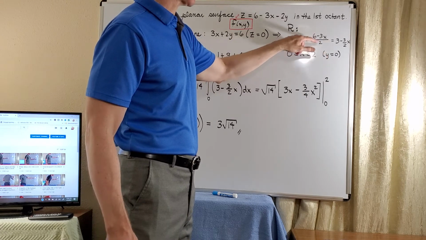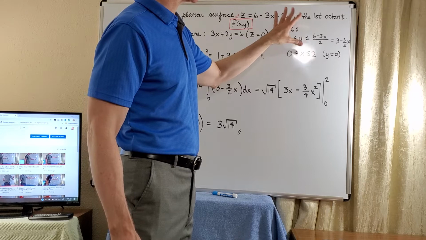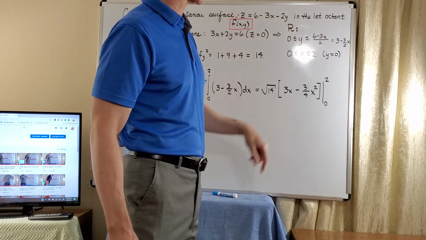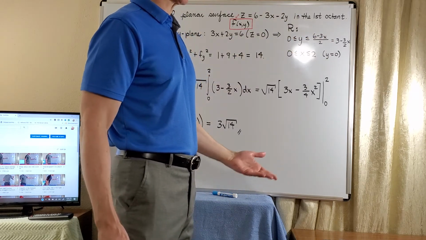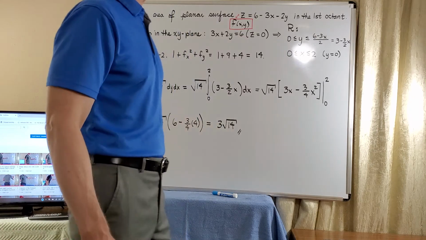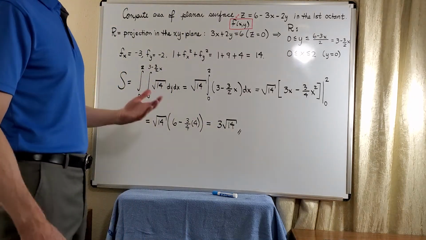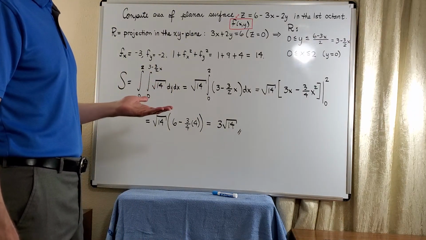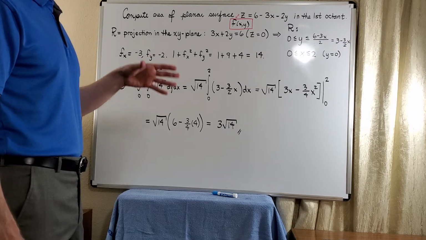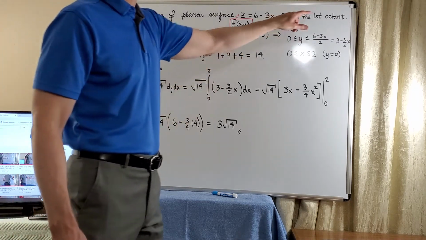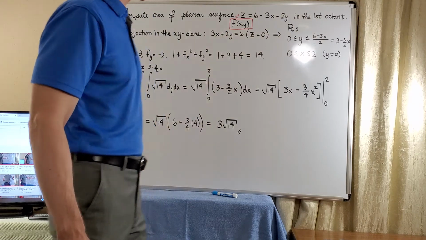And of course, if you like, you can just simplify a little bit and get 3 minus 3 halves x. Not required, but can possibly help us out in the future. So again, remember, the computation of r has to do with how the problem is set up and where they're asking you to do the computation.